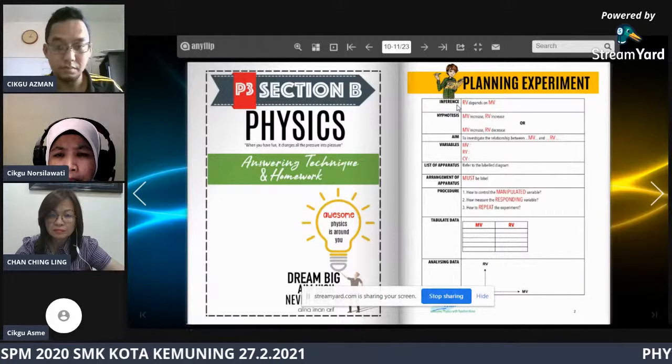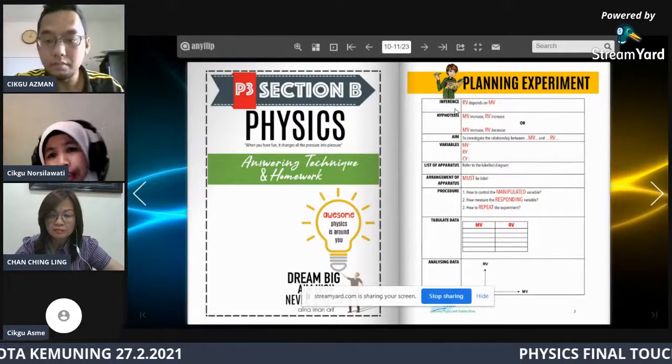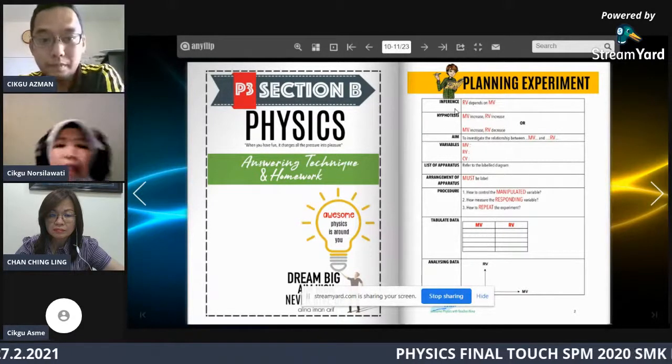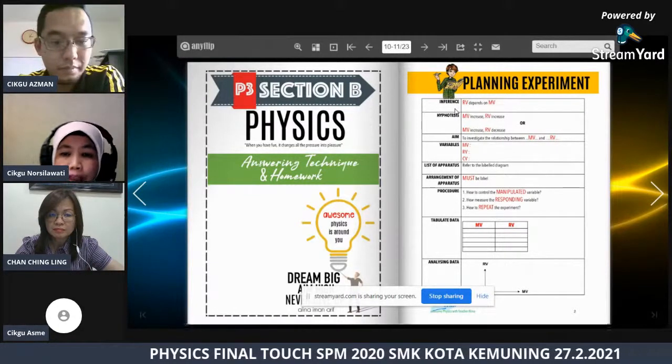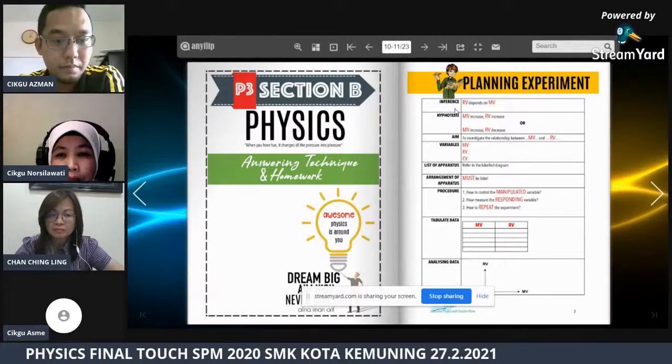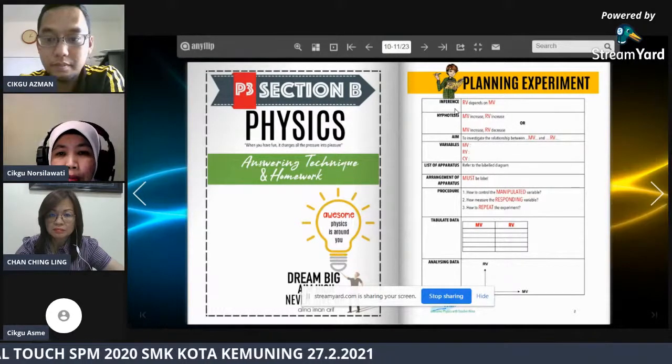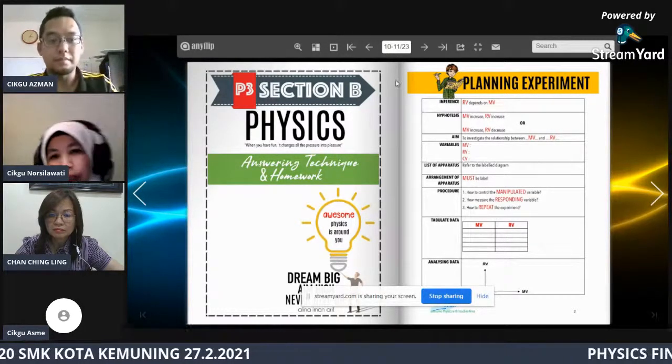Let's start with stating the inference of an experiment. You are given a situation, and you need to state the inference, followed by the hypothesis. So, inference.